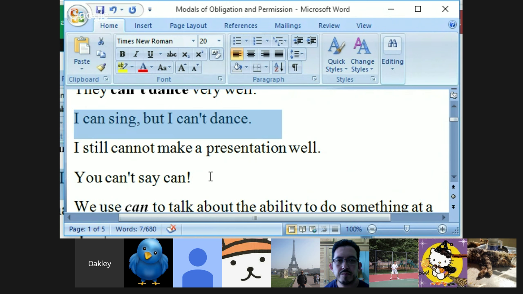Okay, I can cook eggs, but I can't cook lasagna. Okay. Again, you could reduce the can a little bit. I can cook eggs. I can cook. Can cook. Sounds like one word, actually.